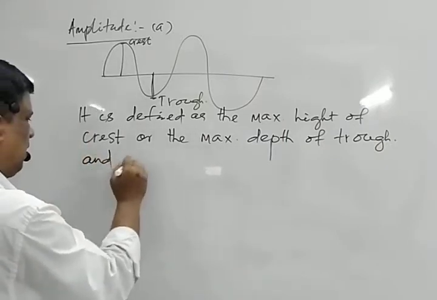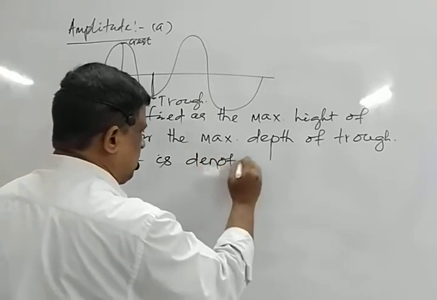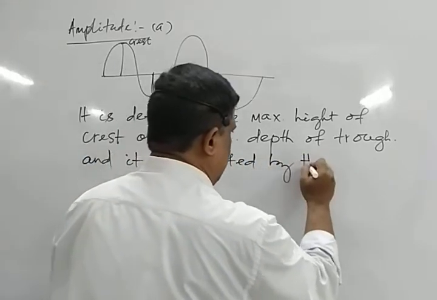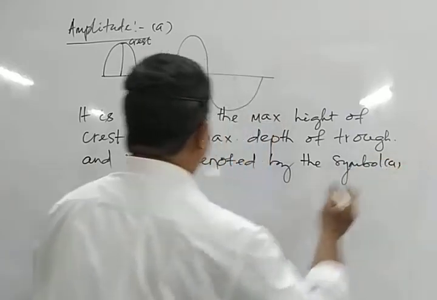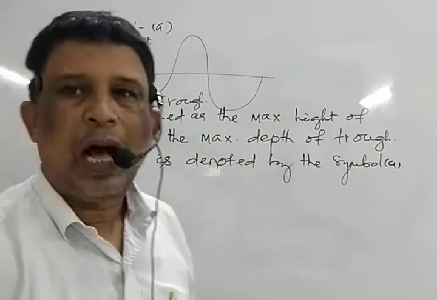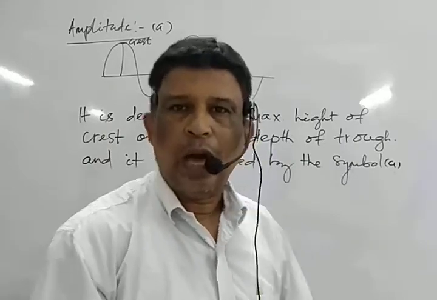and it is denoted by the symbol small a. It is known as the term amplitude. Next, another term is there, that is wave number.